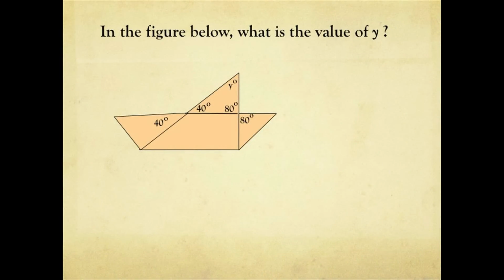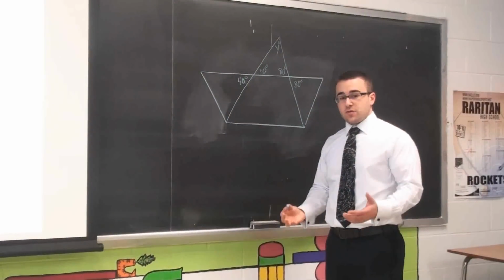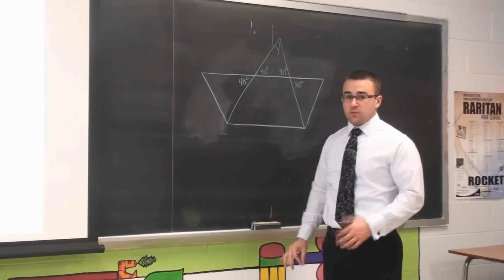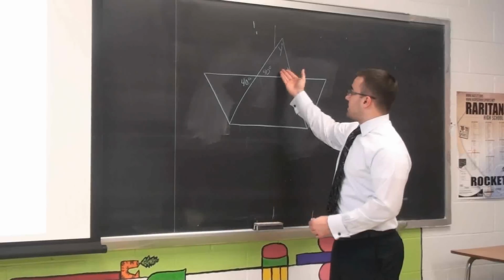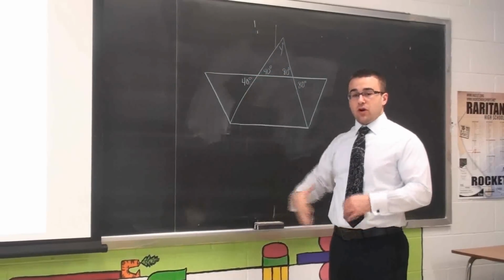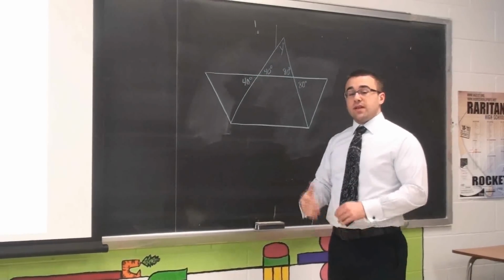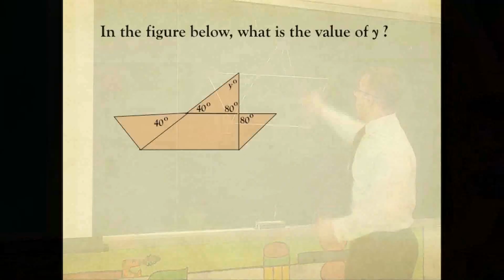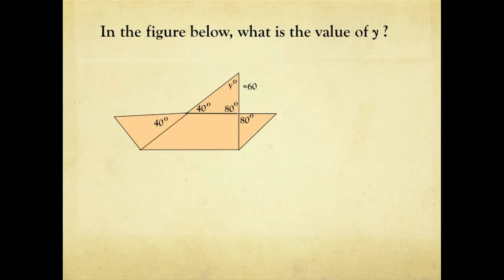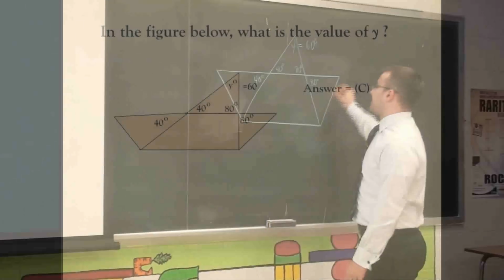Now the next step in this process is to figure out how many degrees in a regular triangle, which is 180. So when we take 80 and 40 and we add them up, we have 120 degrees. So we would then subtract that from 180 and we would figure out that y would be equal to 60 degrees. So in this case, our answer would be C.